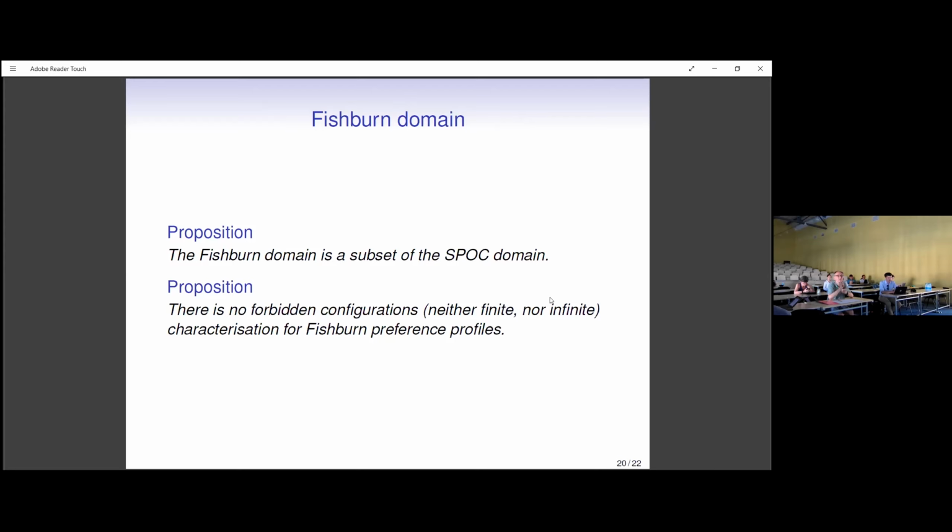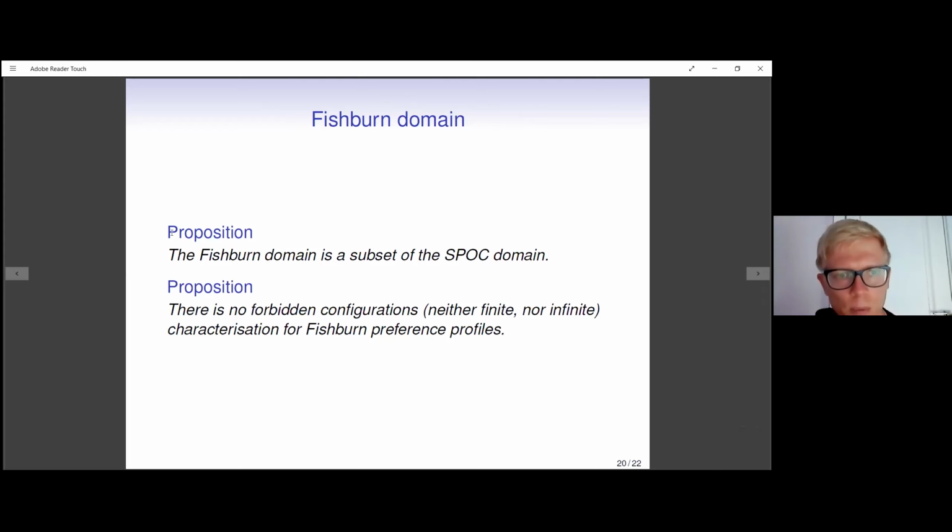Single-peaked on the circle and Fishbone are really interesting, right? One is not a Condorcet domain, but it's very natural. And the Fishbone is intriguing and is a Condorcet domain, right? I'm not wrong there. I really like this proposition where the Fishbone is actually a subset of that. Is it a difficult proposition? The first one, that the Fishbone domain is a subset of single-peaked. The first one is more difficult than the second.